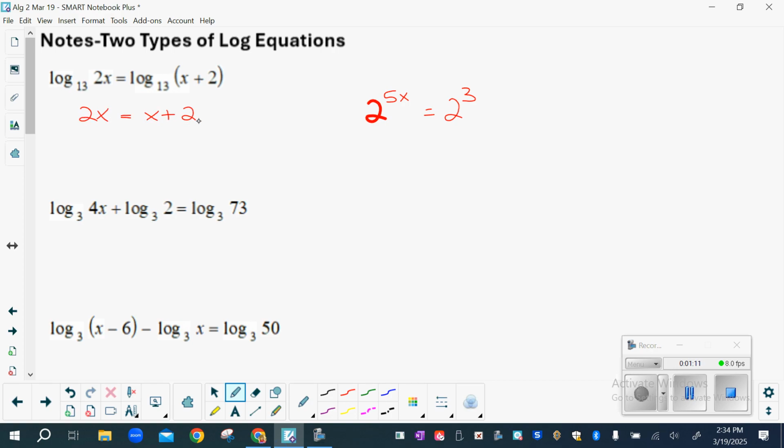Questions on that? Because that's part of the basis for what we're doing. Okay, so what would I do next to solve for x? This group here, tell me what would I do next to solve for x?